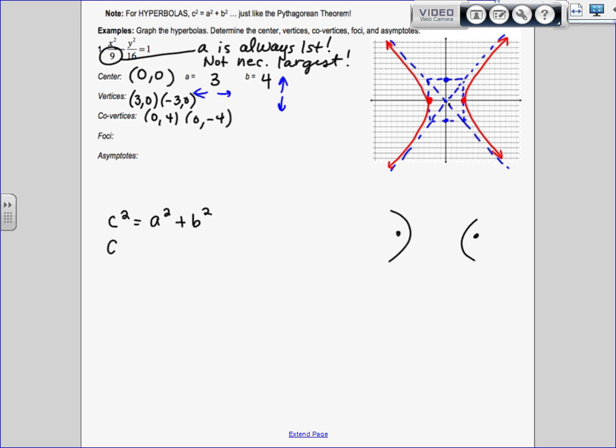Okay, so if I have c squared, a squared is 9 plus 16, so I get c squared equals 25. So c equals 5. I gave you a nice whole number again. So from the center, I'm going to move right 5 and left 5. Okay, so it's going to be 5, 0 and negative 5, 0.